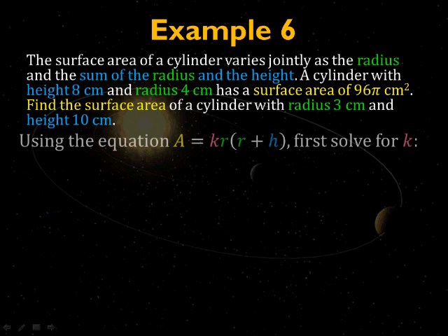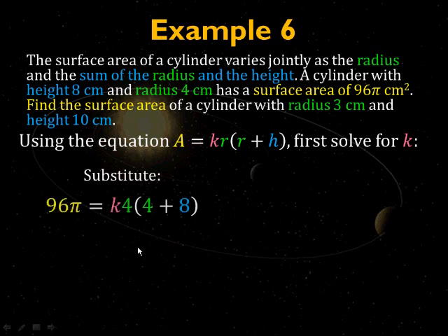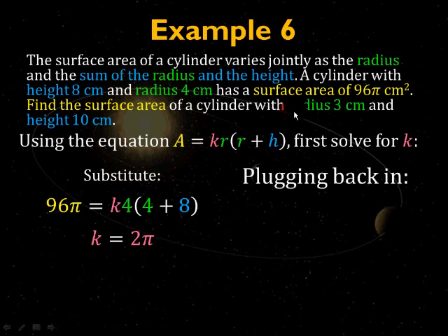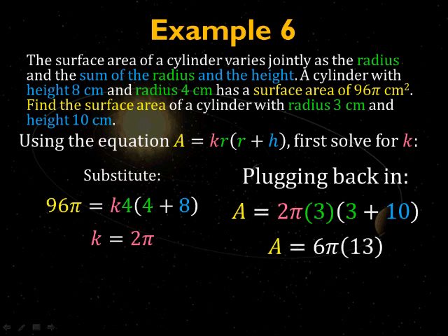Alright, now let's plug stuff in. We know that the area is 96 pi. K is what we're solving for. Radius is 4. The height is 8. So solve for K, and you get K is 2 pi. Now all you have to do is plug it in. We want to know the area given a radius of 3 and height of 10. So 2 pi times 3 times 3 plus 10. And there's your area, 78 pi square centimeters. And this matches what you know about the surface area of a cylinder. Pi r squared plus 2 pi RH.